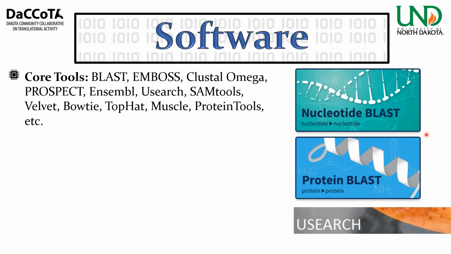There's things like Velvet, a de novo genome assembly; Bowtie, sequence alignment and sequence analysis; TopHat, high-throughput alignment of shotgun cDNA sequence reads using Bowtie first. MUSCLE is another one of these multiple alignment software. There's ProteinTools, which is an open source toolkit to analyze protein structure, and the list goes on and on.